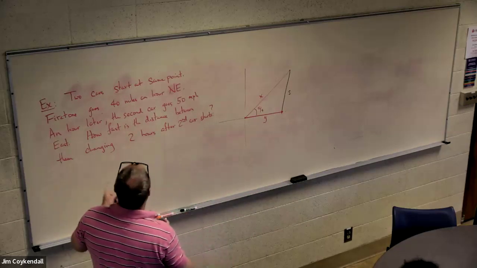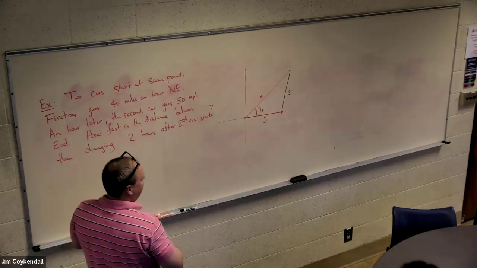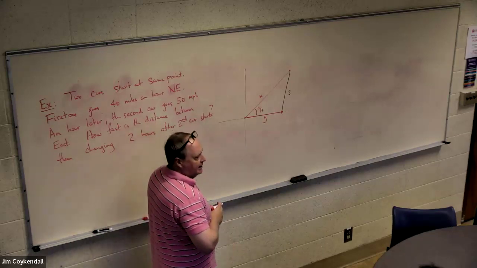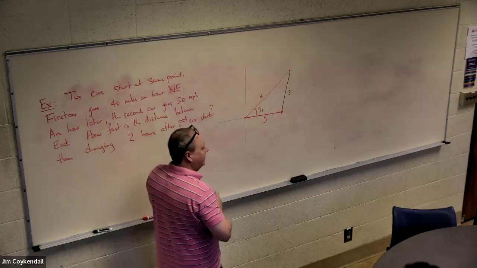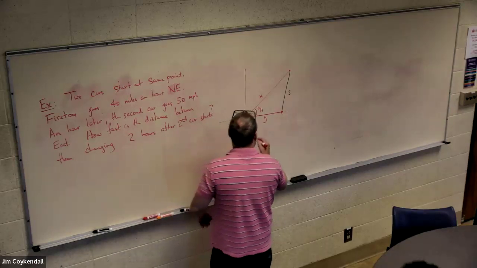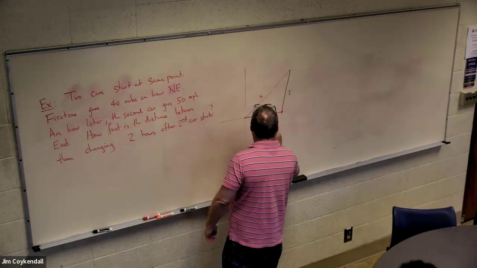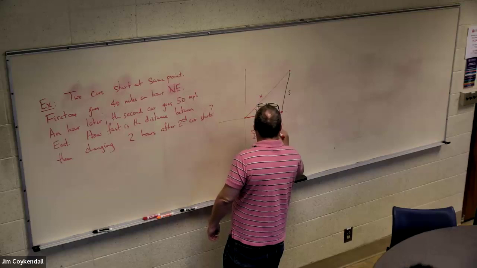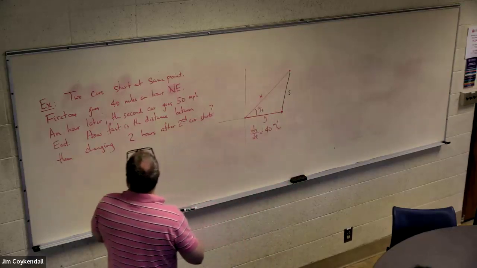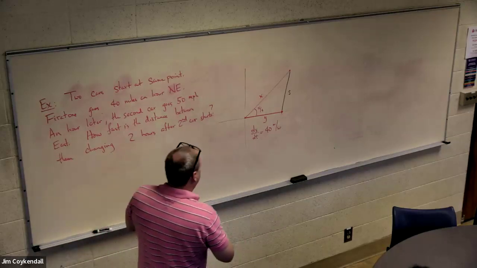Now, let's see here, two cars start at the same point, got that. First one goes 40 miles an hour, northeast. So the picture's got the northeast line. 40 miles an hour, what's that? An hour later, the second car goes 50 miles an hour.